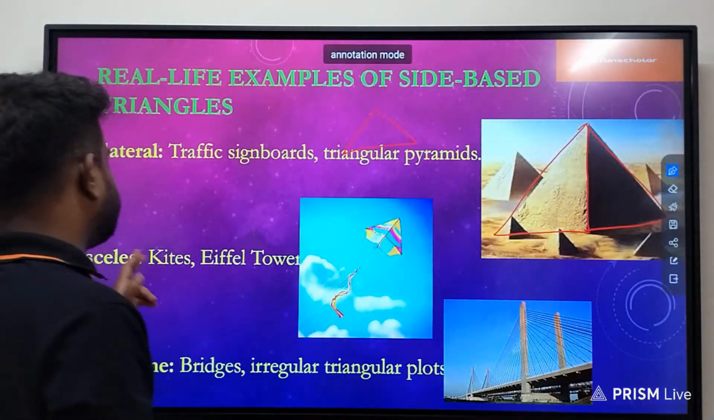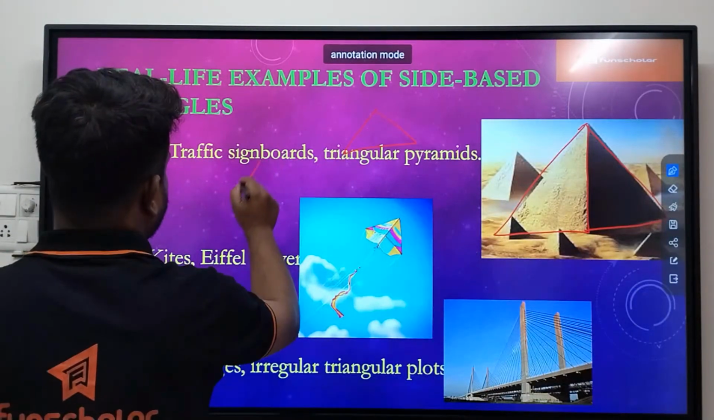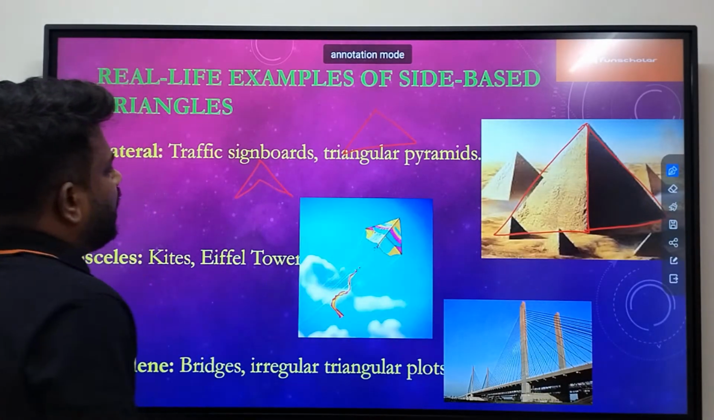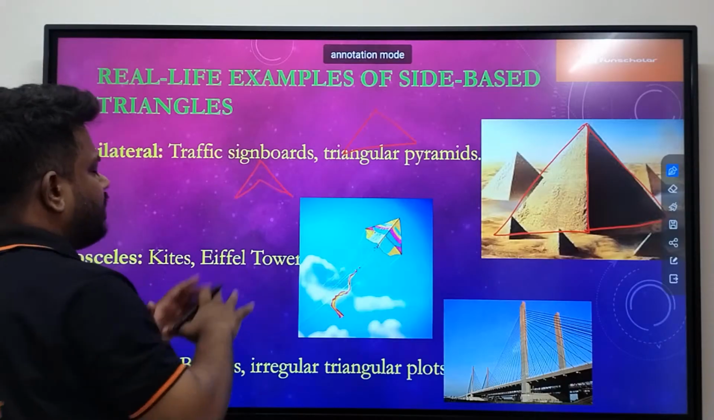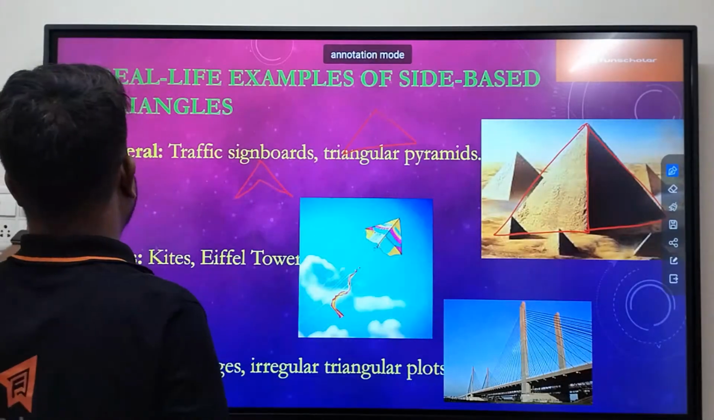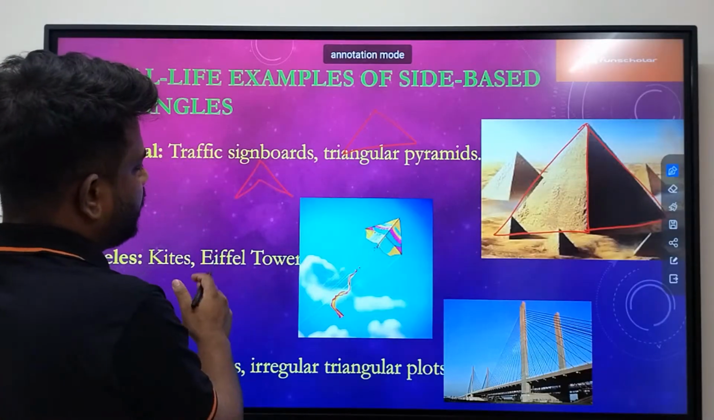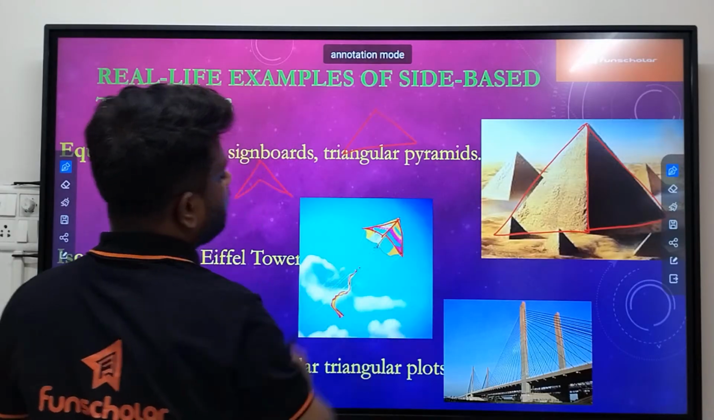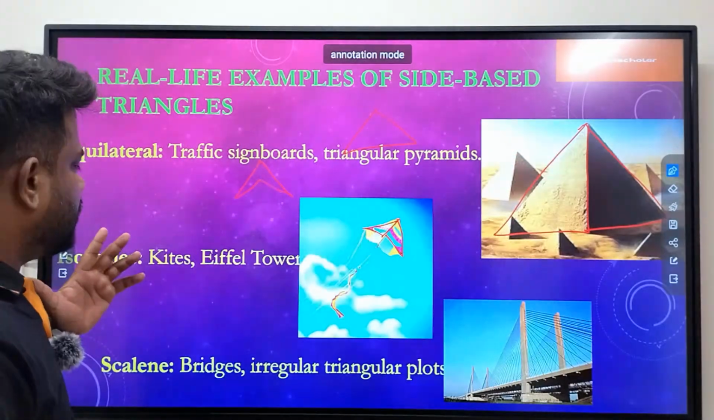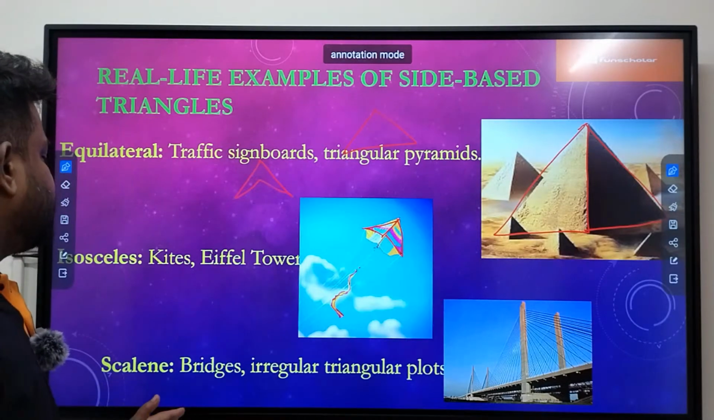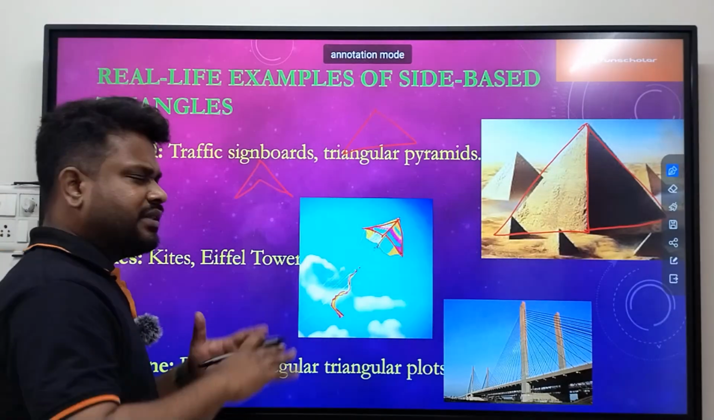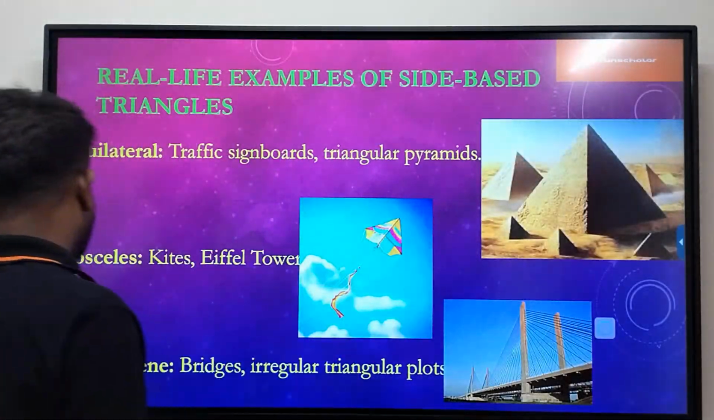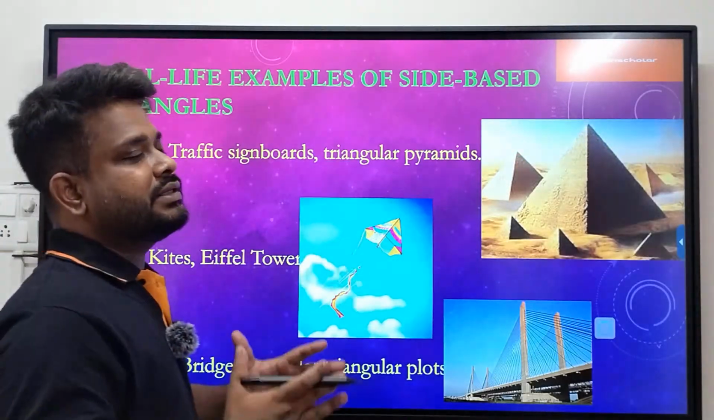And talking about the isosceles triangle, kites are a good example. Maybe you have seen there are various types of kites. This one is also a kite, but this one is not an isosceles triangle. This one is a good example of an isosceles triangle, and similarly we are considering the 2D figures of it. The scalene triangles are bridges, irregular triangle points, and there are so many. So these are the real life examples of different kinds of side-based triangles.